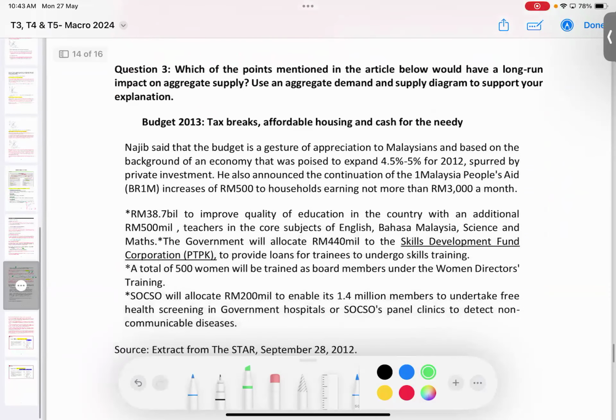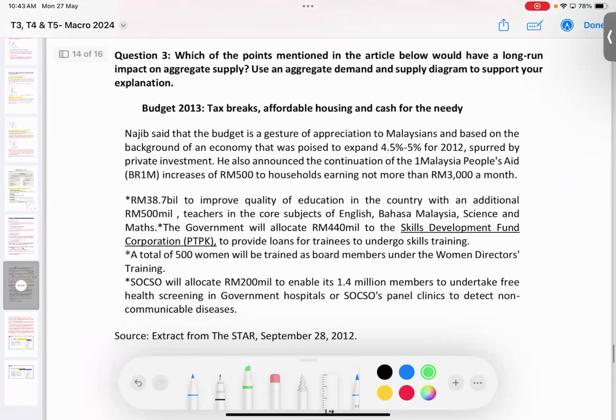Okay, last question here. Question 3. Which of the points mentioned in the article below will have a long-run impact on aggregate supply? Use the AD and AS diagram to support your explanations. So same thing, this is just like how you do your assignments. When you come across an article, let's say your article is about the budget. In a budget, you have ample points for you to extract to determine which line to shift. So let's say you look into this article, and you are going to analyze it with the use of the AD-AS diagram.